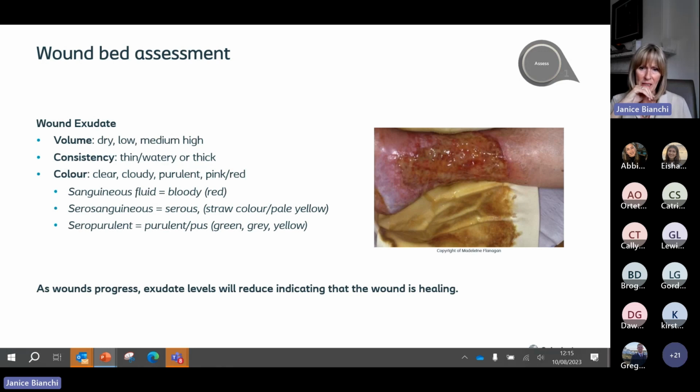And the exudate here, there's a considerable amount of exudate in this wound, as you can see, and it's probably high level, quite thick and quite purulent. But we know that as exudate levels reduce, this is an indication that the wound is well on its way to healing. So a reduction in exudate is usually a really good sign.